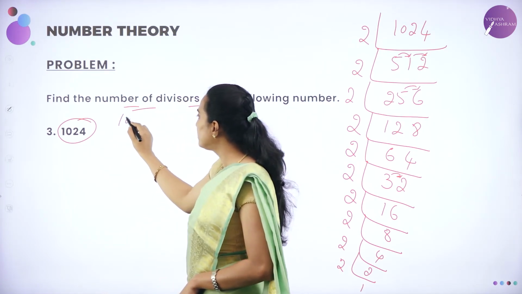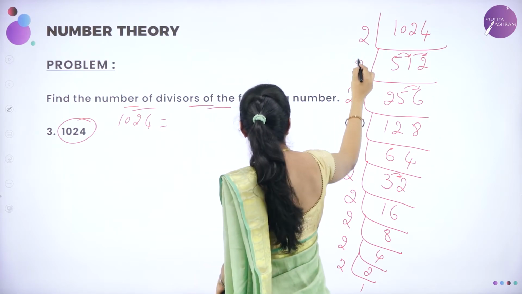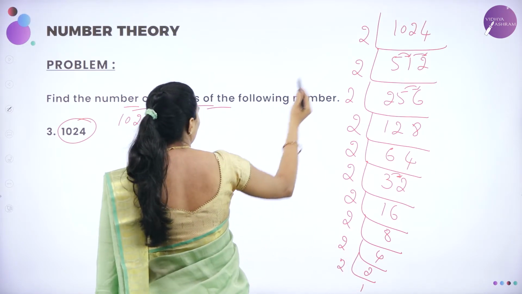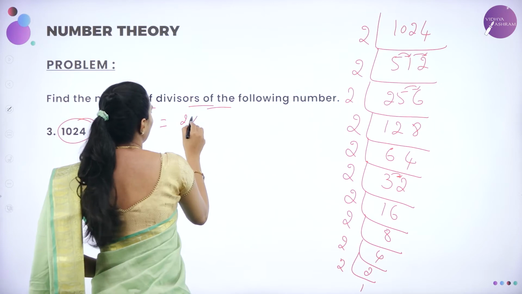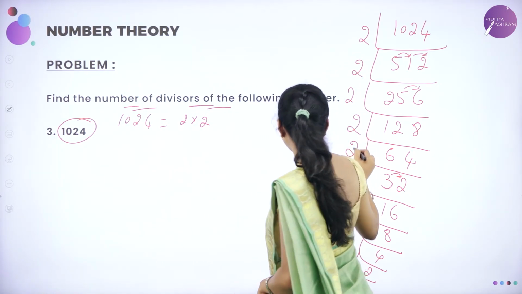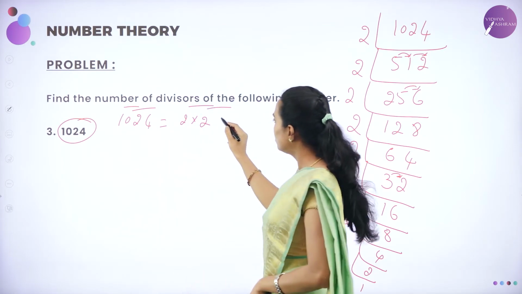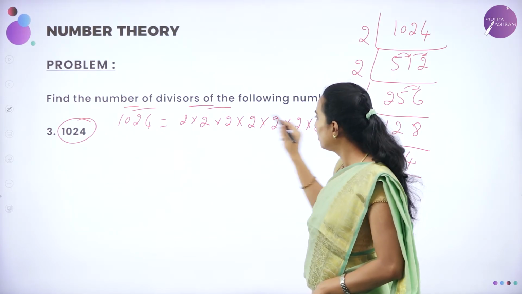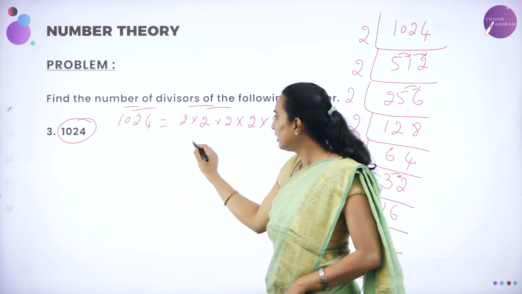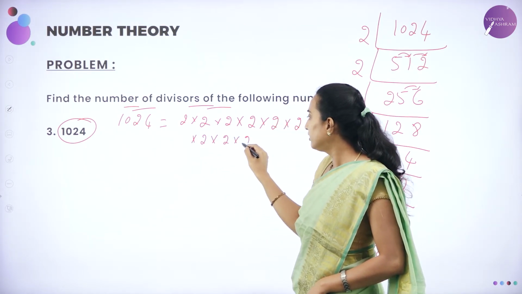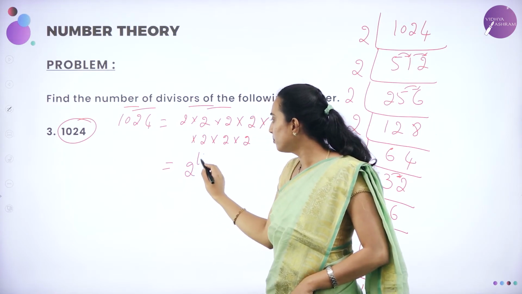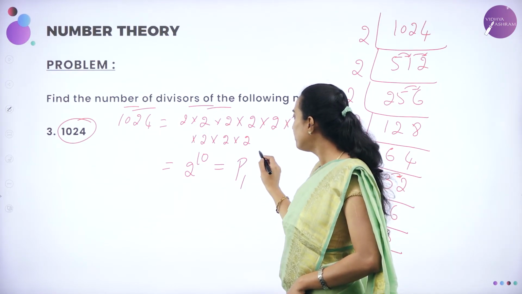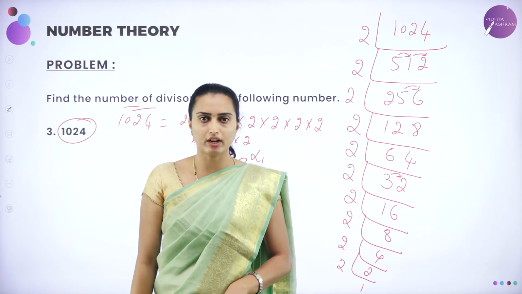Calculate. So 1024 can be written as 1 2 3 4 5 6 7 8 9 10, 11. Correct. So see here, I'm going to write it as 2 to the power 10. 2 into 2 into 2 into 2 into 2, 1 2 3 4 5 6 7 8 9 10, which is nothing but 2 to the power 10. Now which is nothing but in the form of p1 power alpha 1. Only one number you are having, no other than that.